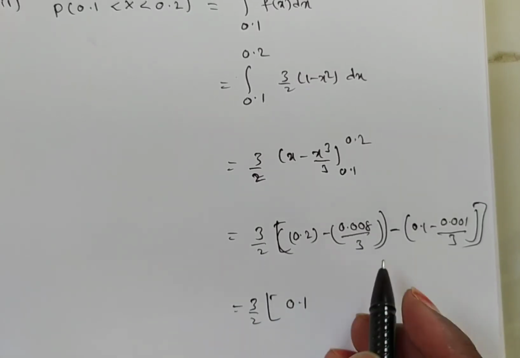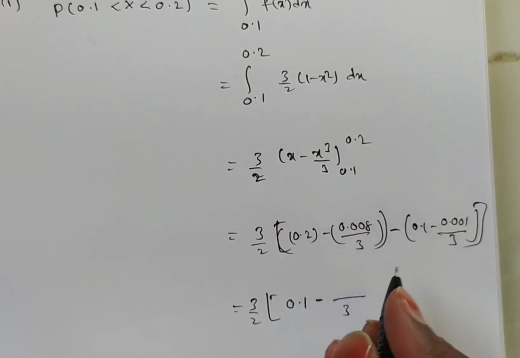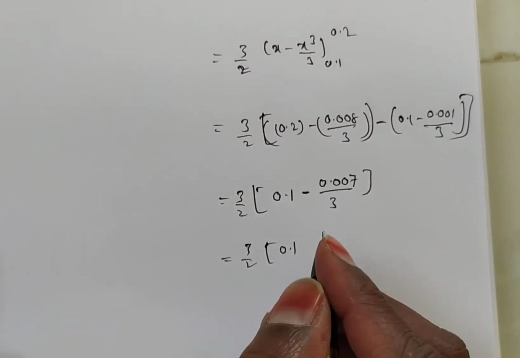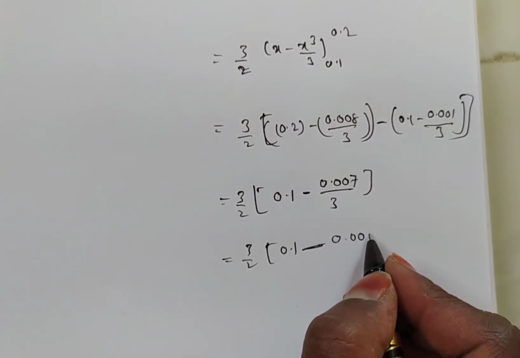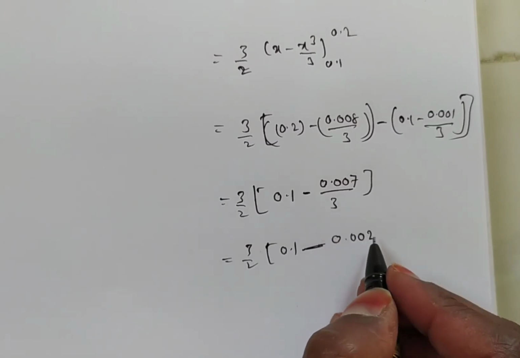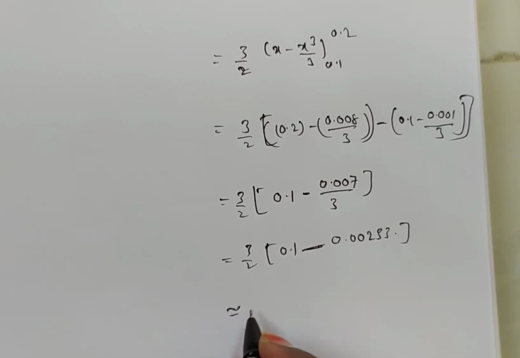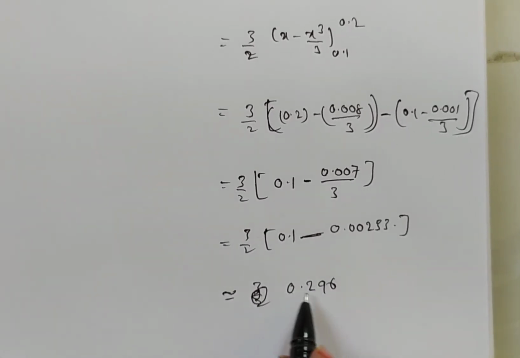3 is LCM now. 0.008 minus 0.001 is 0.007. Now 3 by 2 times of 0.1 minus 0.007 by 3. On simplifying here directly I am writing 0.296. Simply you can also write 0.3, right?